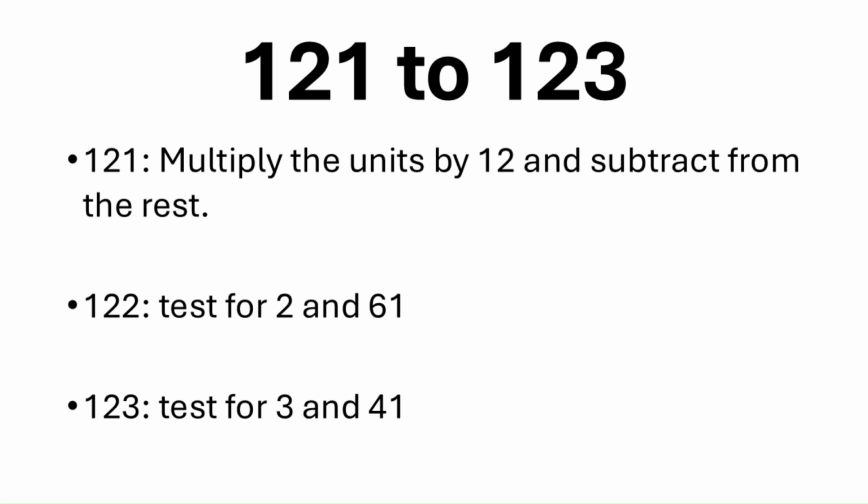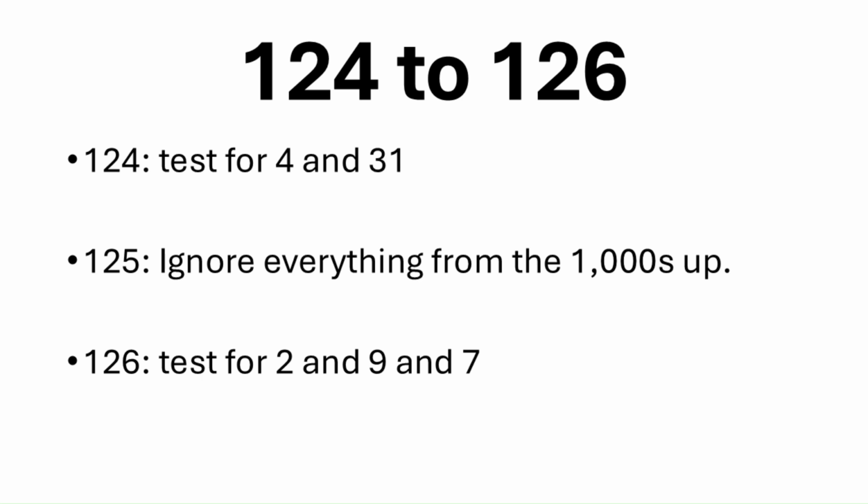121, multiply the units by 12 and subtract from the rest. 122, test for 2 and 61. 123, test for 3 and 41. 124, test for 4 and 31. 125, ignore everything from the 1000s up. 126, test for 2 and 9 and 7.